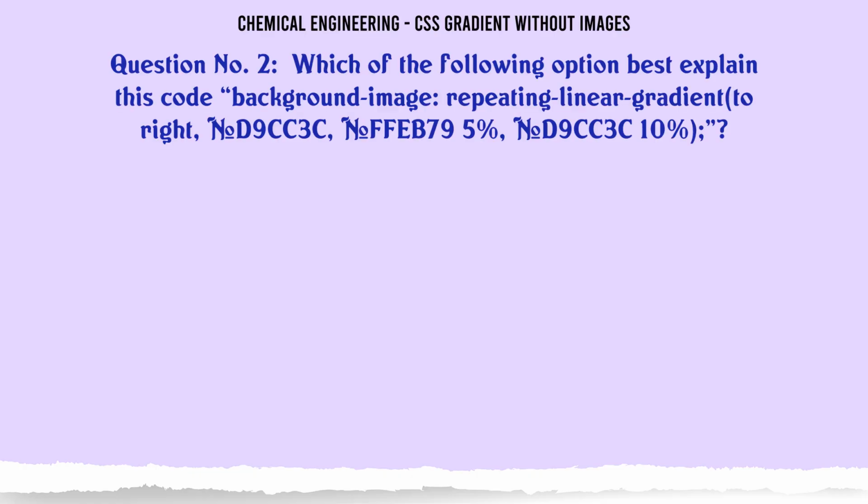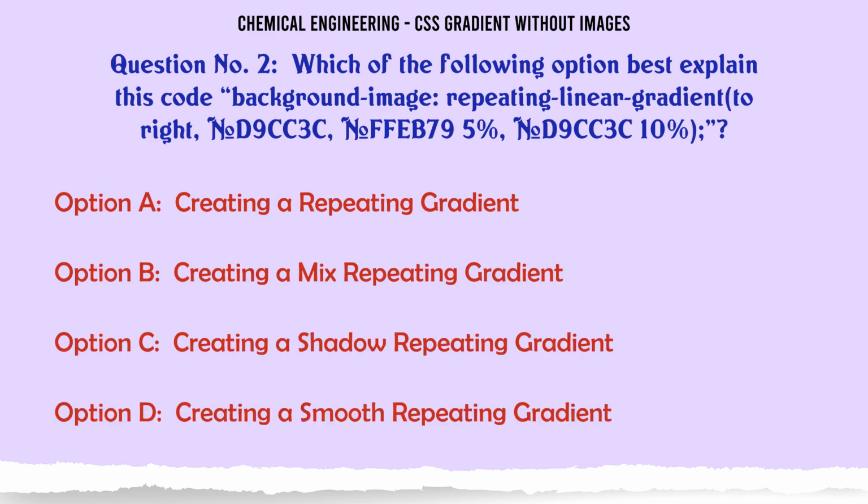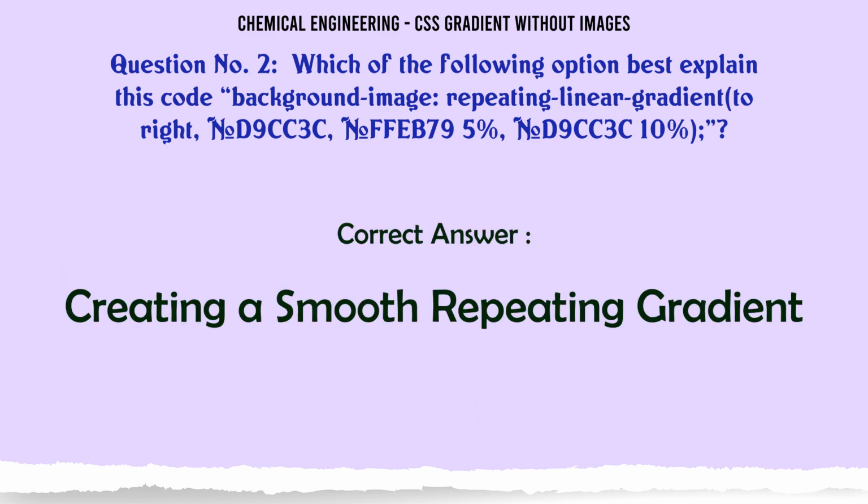Which of the following options best explains this code? Background image repeating linear gradient to right D9cc3c FFEB79 D9cc3c10. A. Creating a repeating gradient. B. Creating a mix repeating gradient. C. Creating a shadow repeating gradient. D. Creating a smooth repeating gradient. The correct answer is creating a smooth repeating gradient.